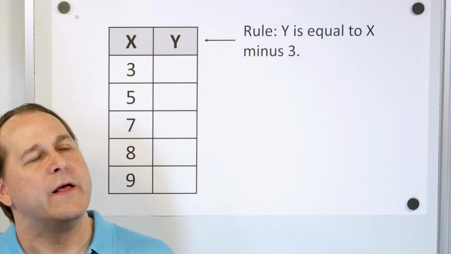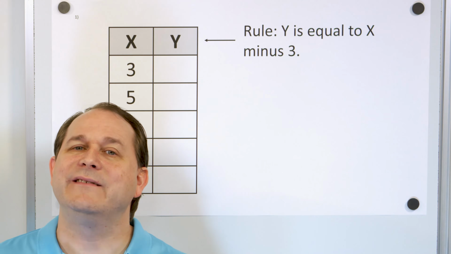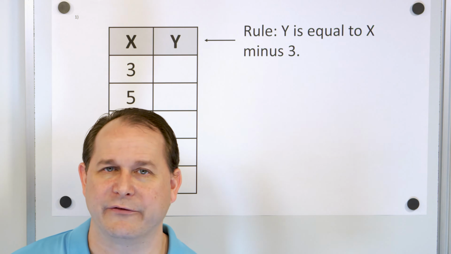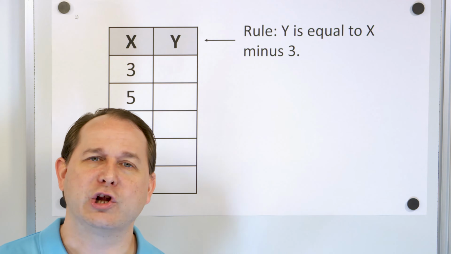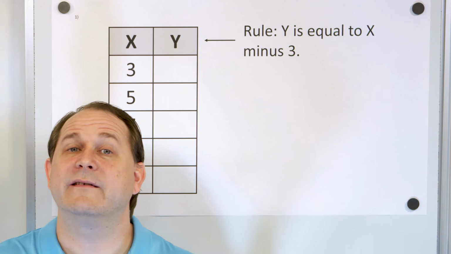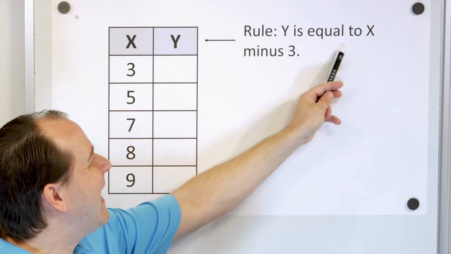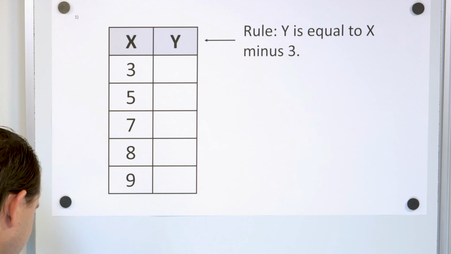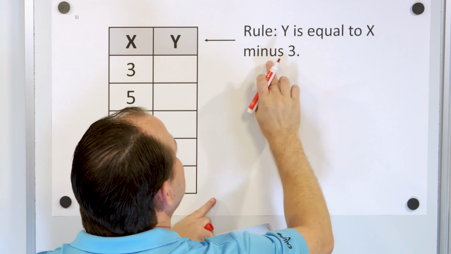You see, actually, the Y variable, the Y numbers, they actually depend on the X numbers. You could say that they are dependent on the X numbers. We're going to learn about dependent variables later, but it just means it depends on it, because the only way you can figure out what Y is, is to calculate it based on X. So what is the rule here? The rule is that Y is equal to X minus 3.